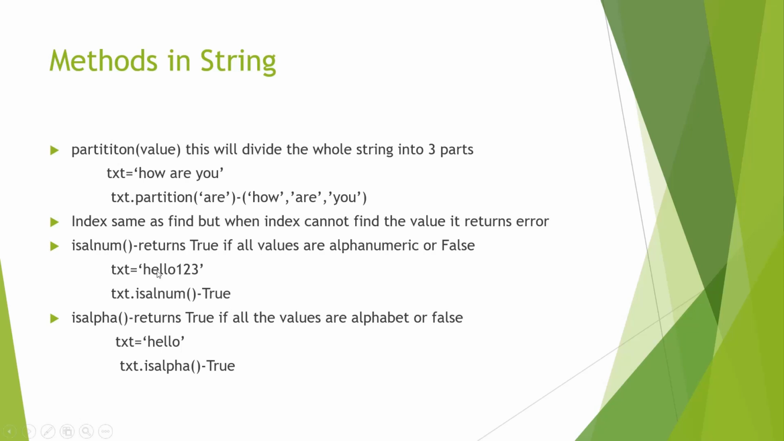For example, in this string we have the value hello123. So we can see there is digit here, that is 123, I mean number, and there is also alphabet here. So this is true. So with this method we can find out if this value exists within the string or not. And then we have isalpha method. So this method, if all the values present within the string are alphabet, it gives us true, otherwise false.